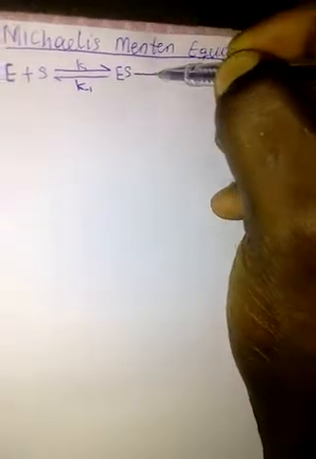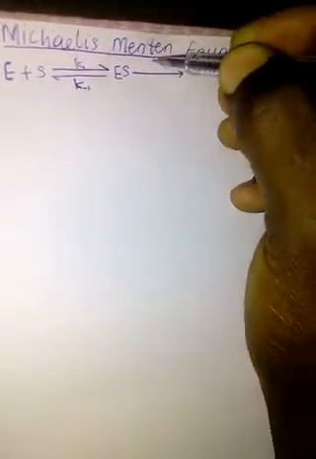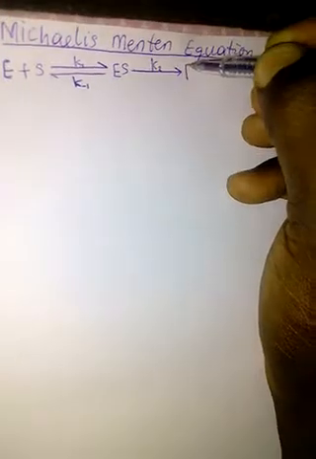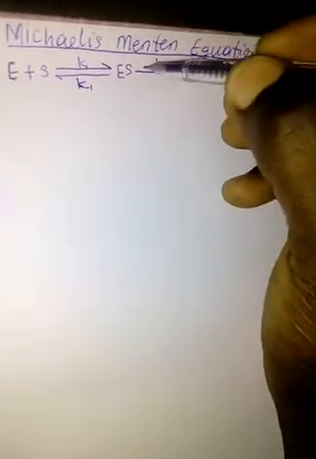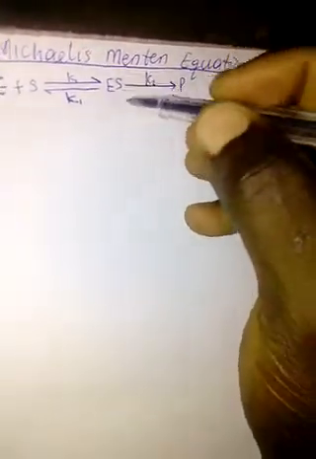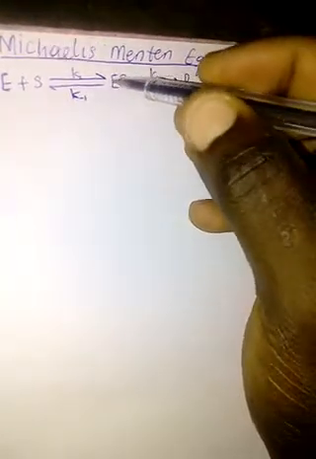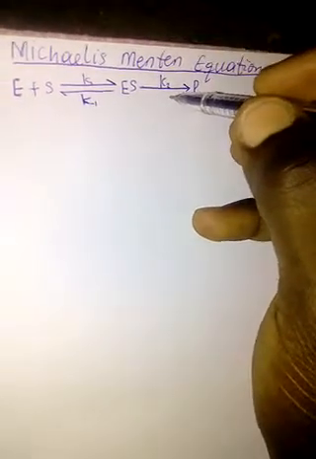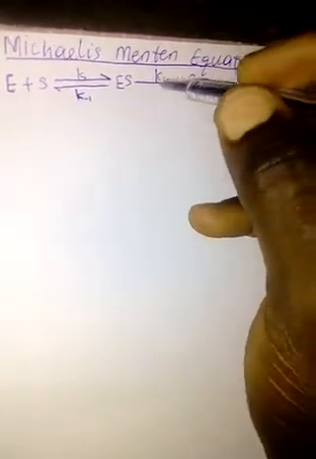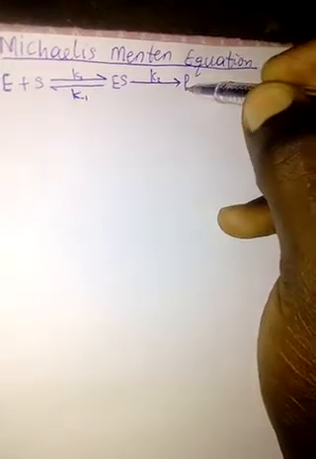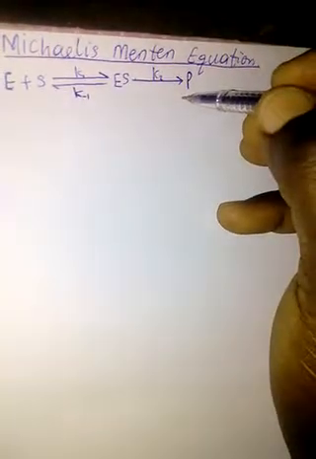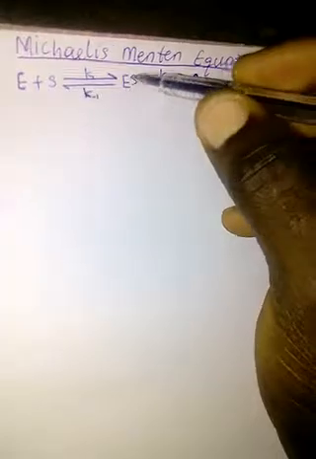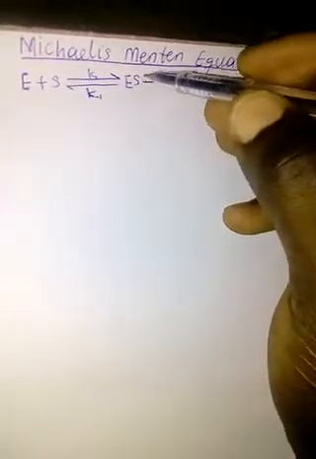Then this goes on following a second order reaction to form product. This is an equilibrium reaction, so you try to eliminate this because it's an intermediate, and this is the rate determining step. The velocity of the reaction is this rate determining step for the product to be formed. So how do we eliminate this and get our Michaelis-Menten equation?